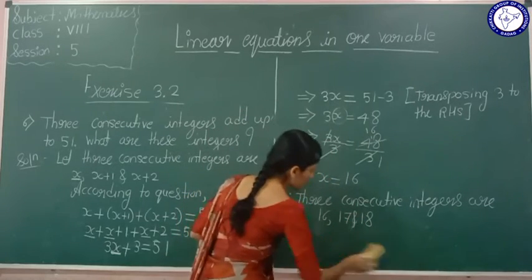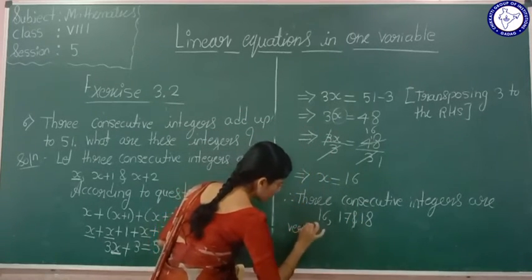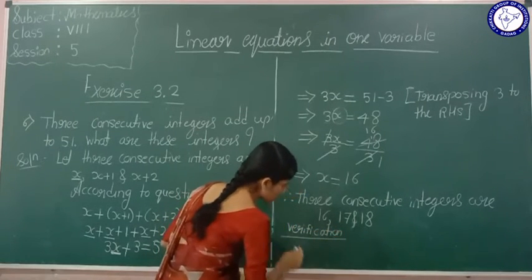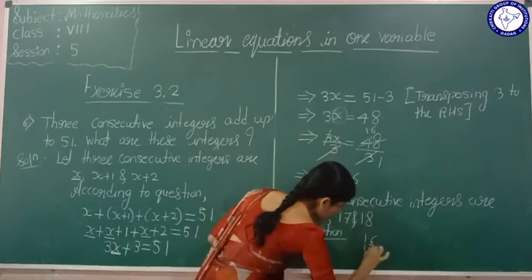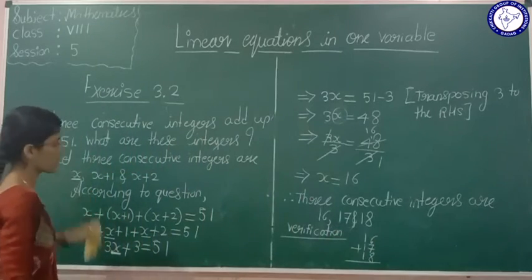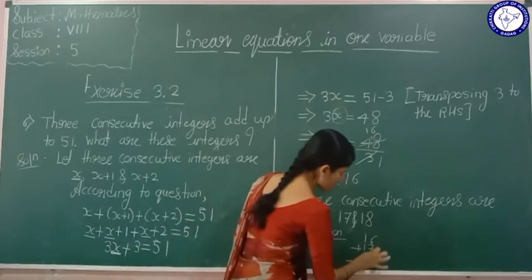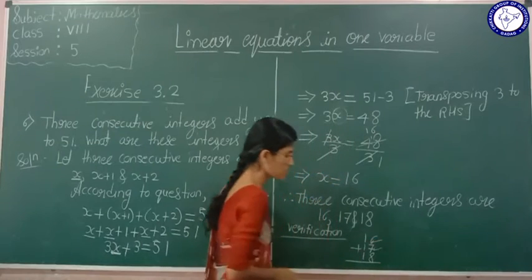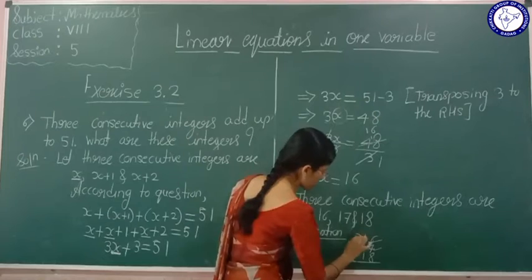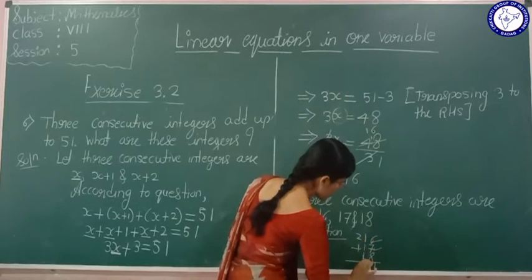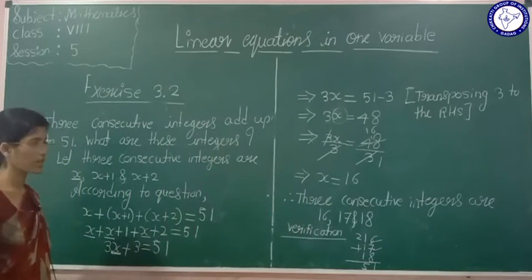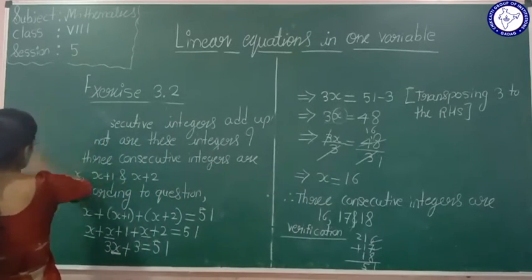Now we will do the verification here. Verification. So add these numbers, see whether we will get 51 or not. 6 plus 7 is 13. 13 plus 8 is 21. 2, 3, 4, 5. It is 51. Okay, this is correct. Now we will see the next problem.